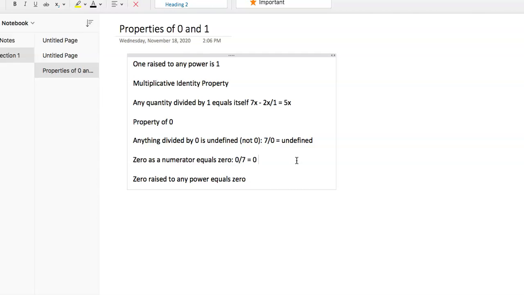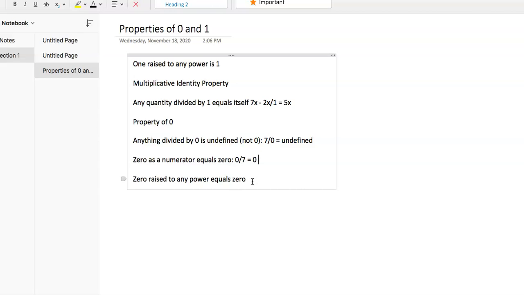Again, not overly complicated, but people do get this one wrong sometimes. If the 0 is in the denominator, the bottom part of the fraction, that is undefined. If it's in the numerator, the top part of the fraction, then it's 0. And you will definitely get a question where those two are the options you would be considering.